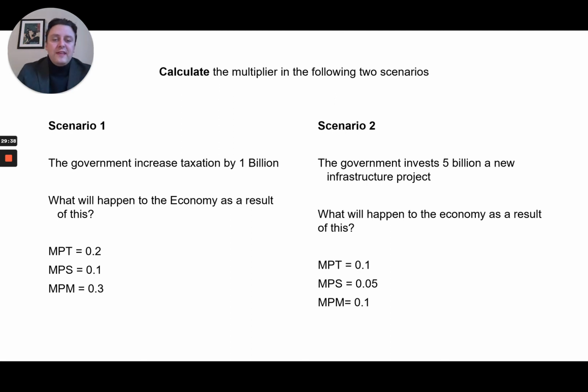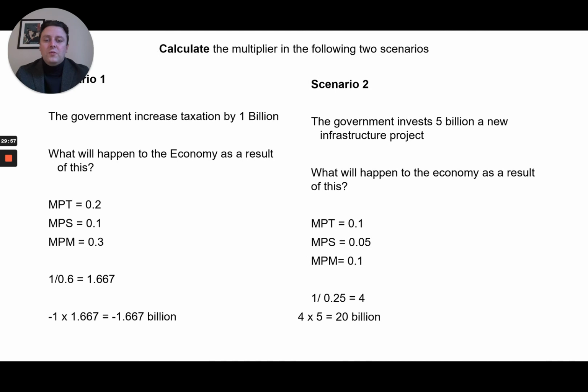What will happen to this in the scenario where the propensity to tax is 0.1, propensity to save is 0.05, and the propensity to import is 0.1? Okay, so pause it there and give these calculations a go.